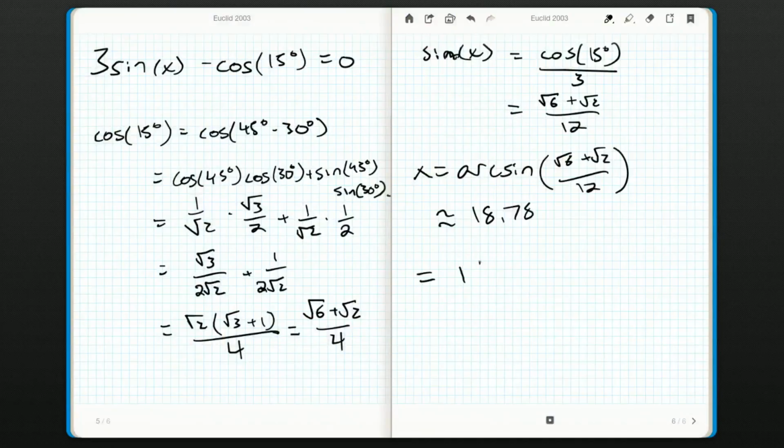So we round up and we get 18.8. And that's the best we can do here. There's nothing really more to say about this.